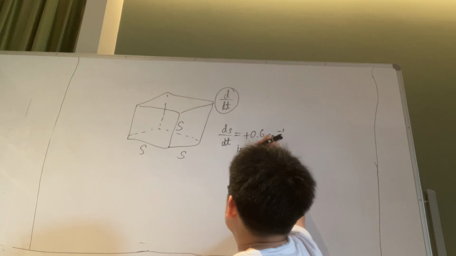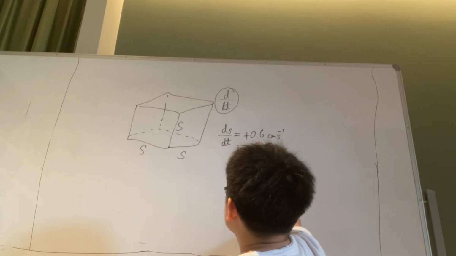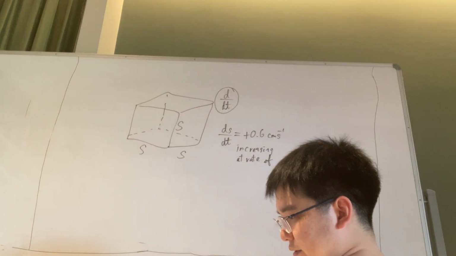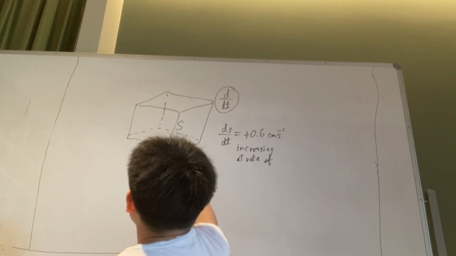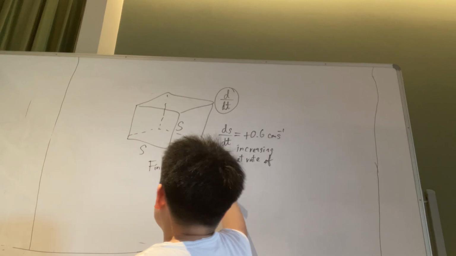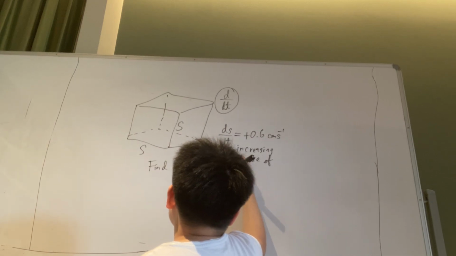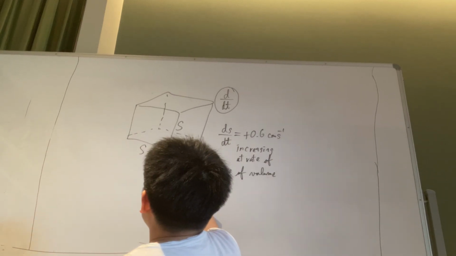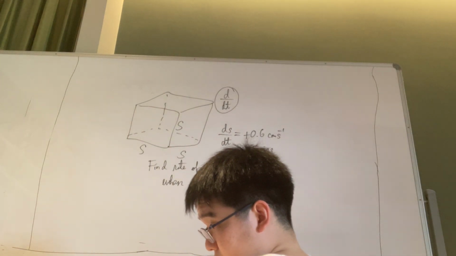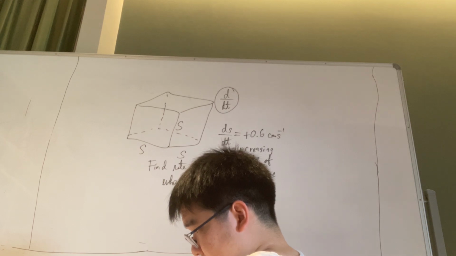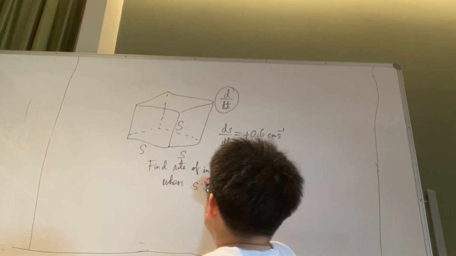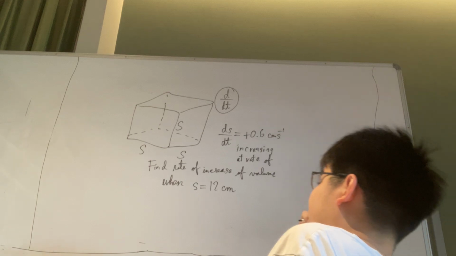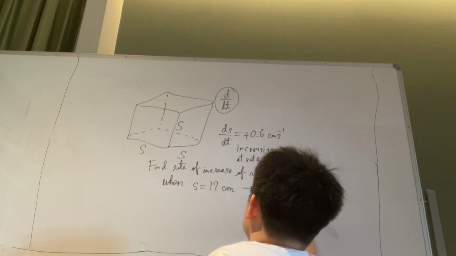So that's increasing at a rate of... Find the rate of increase of the volume when the side length, so when S equals, what's the number? 12 centimeters. Okay, so this rate of increase of volume is essentially going to be dV/dt.